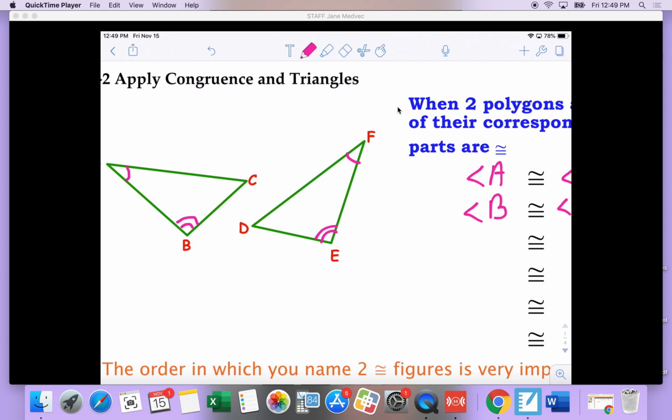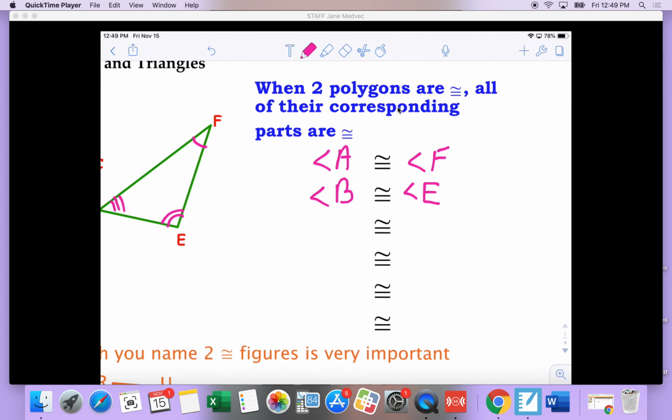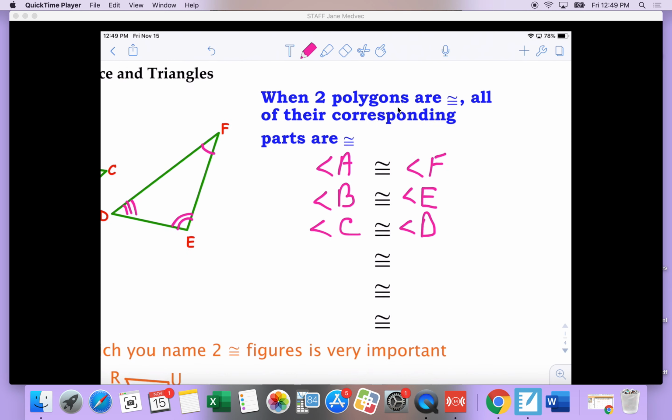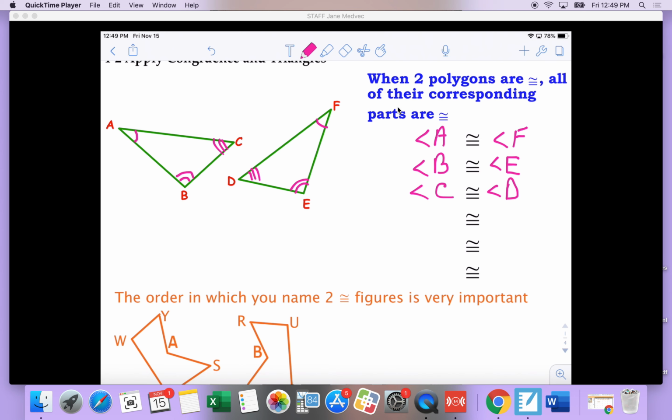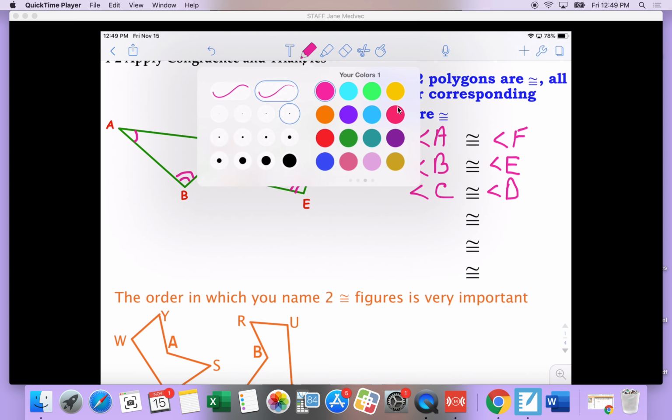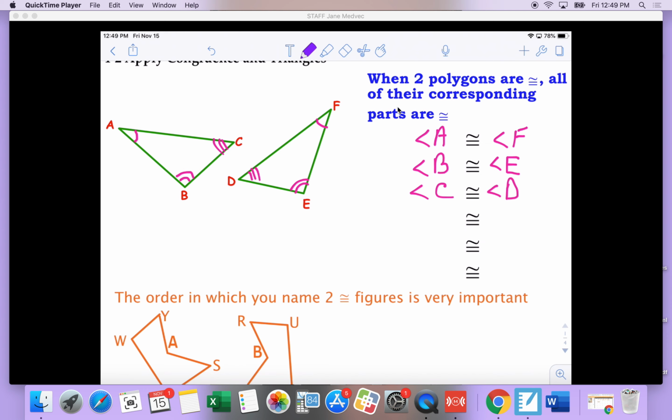And then finally, angle C is congruent to angle D. Okay, so if the triangles are congruent, their parts are congruent to each other. Notice how the letters that I write down are capital letters, okay, because they're vertices. Now that I've got the angles, I can start talking about the sides.